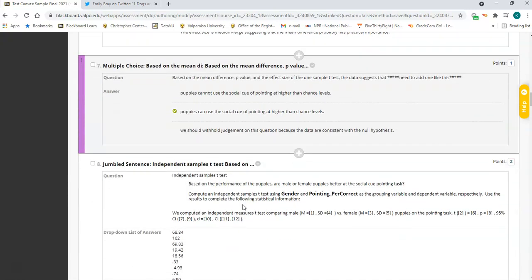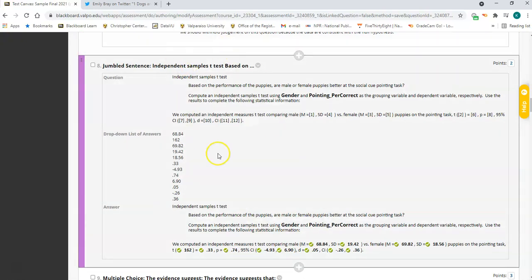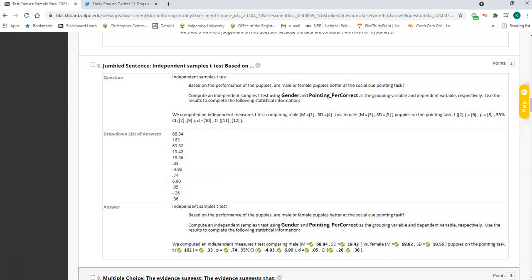Okay, so now the next set of questions is asking about an independent t-test. And again, all of this data is real. It comes from this real researcher's data set. And we're going to compare the gender of the puppy, male or female puppy, on the pointing task. Are male or female puppies better at following pointing social cues?